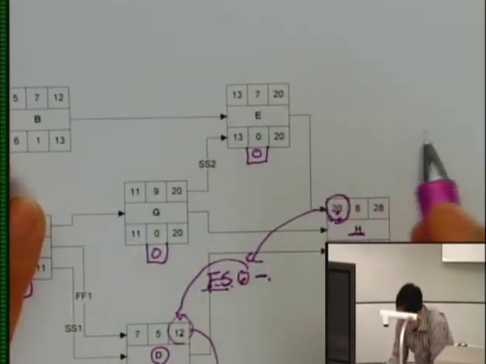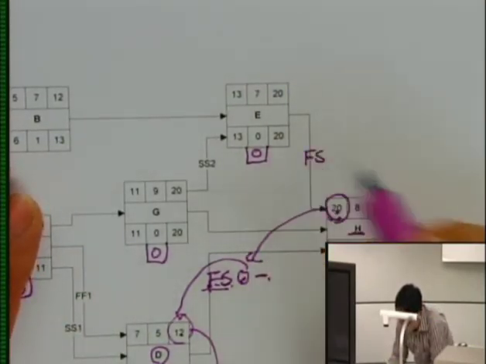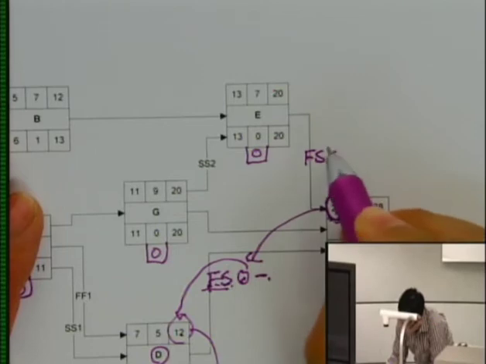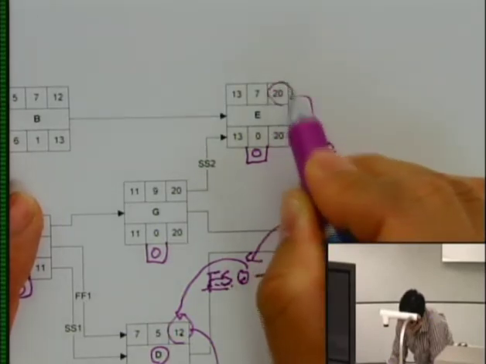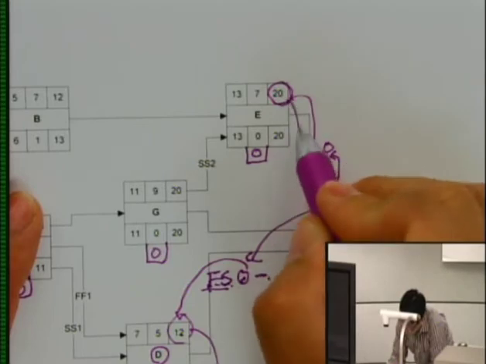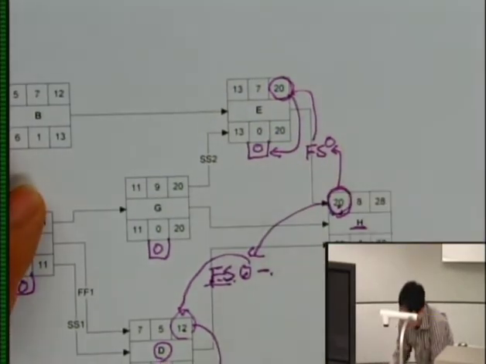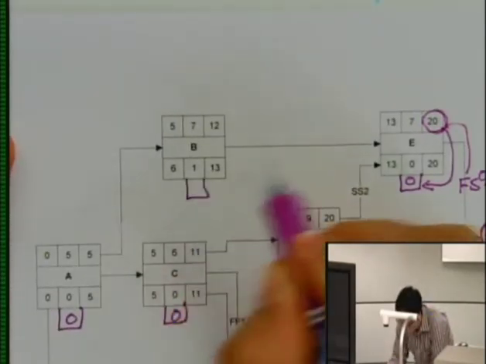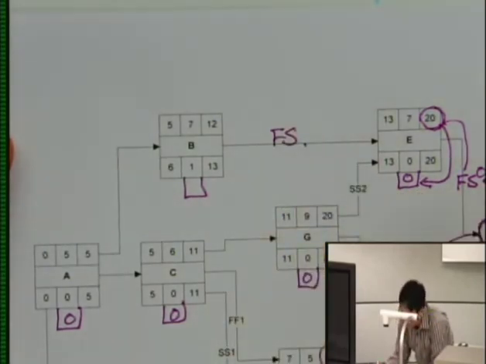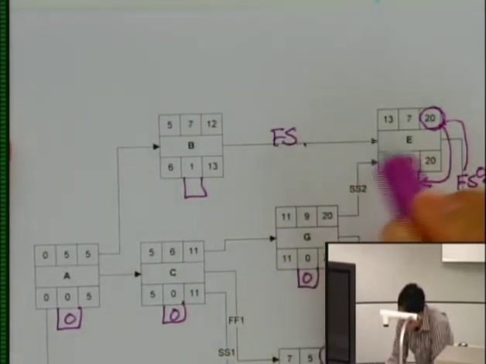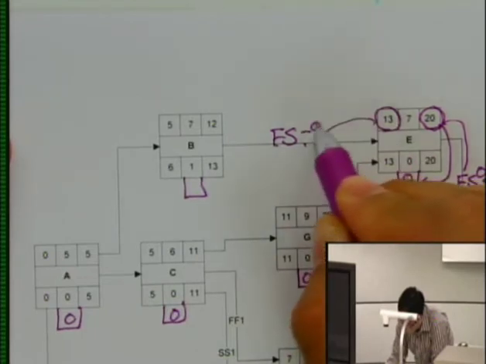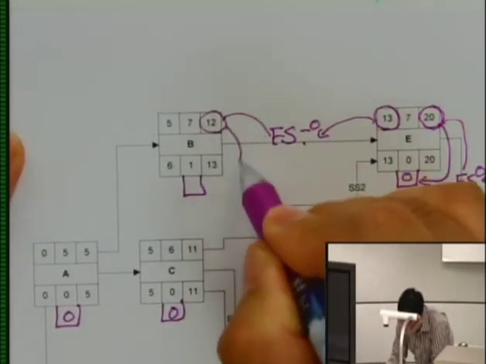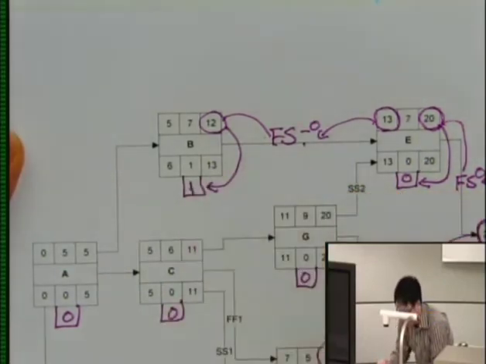Okay, so look at activity E. This is the finish to start relationship. So early start of activity H, 20, minus 0, and your early finish of activity E is 20. So you become 0. Let's look at activity B. This is the finish to start relationship. So 13 minus 0 minus 12 becomes 1.